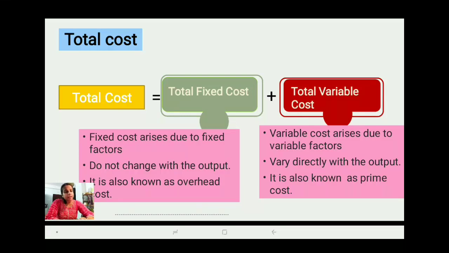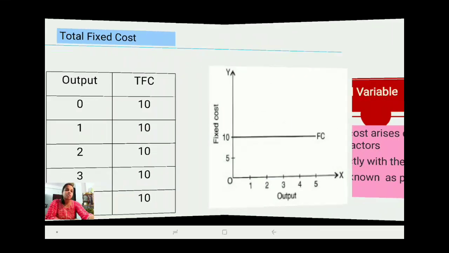So variable factors change with the change in output, and that is why the variable cost also varies with the output. When we increase output, variable cost also increases. Variable cost is also known as the prime cost of production. Now we are going to define separately the fixed cost curve, variable cost curve and total cost curve.